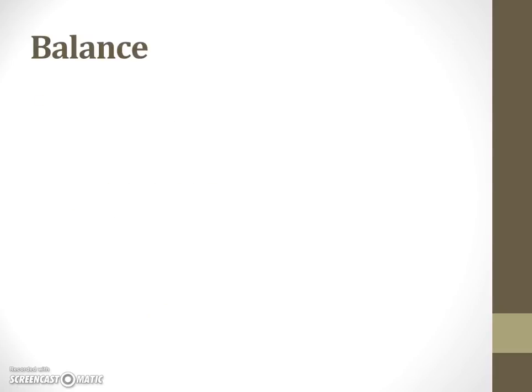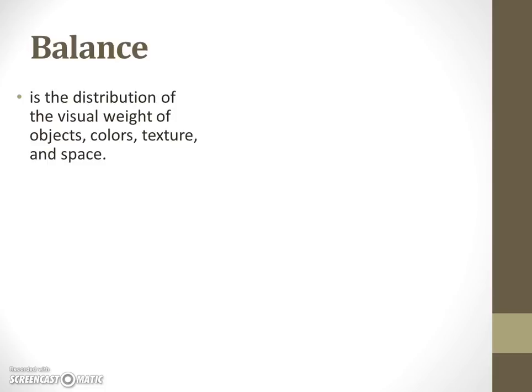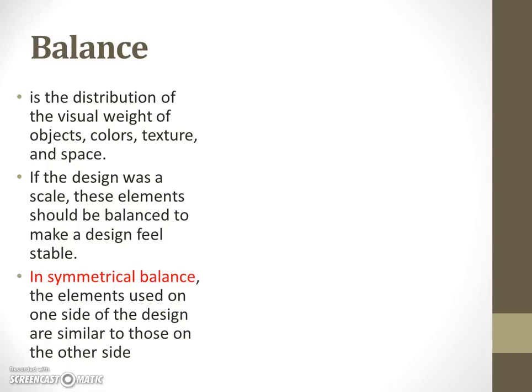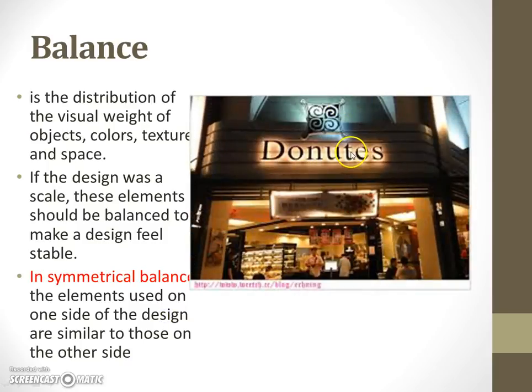So unity and balance. Balance is the next thing. Balance is making sure that things are rightly placed. If it feels right, it's peaceful and stable. One way is symmetrical balance, where things on one side are similar to things on the other side. Look at this logo for donuts: horizontally and vertically, it's very much in balance. A donut place is supposed to be a peaceful, happy place that you go to in order to be cool and have something to eat. It's good.